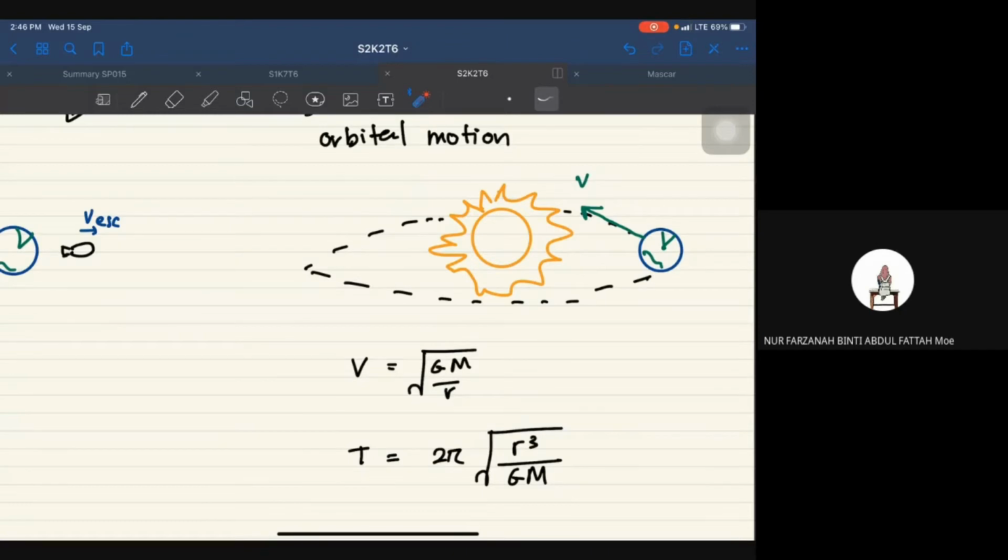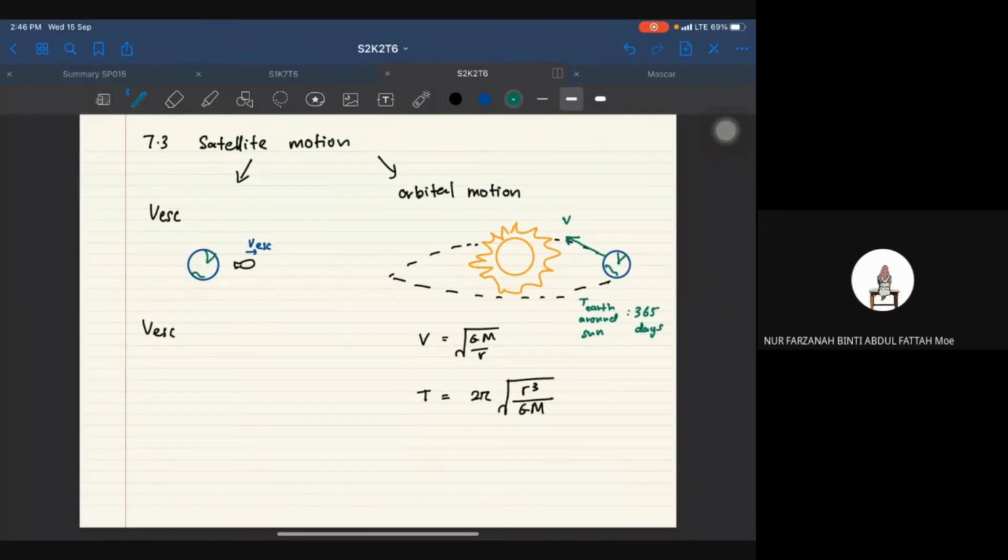Ini adalah some of the important facts yang dia memang takkan sebut dalam soalan exam, tapi sometimes kamu kena gunakan. So T untuk Earth around Sun is 365 days. Kamu tak perlu fikir tahun lompat ke apa, pakai je 365 days.